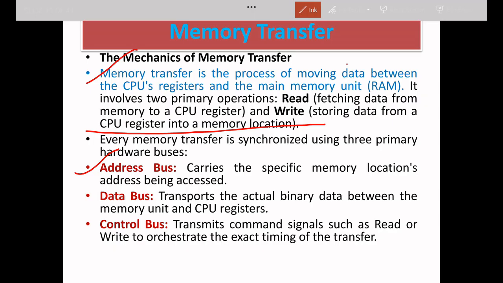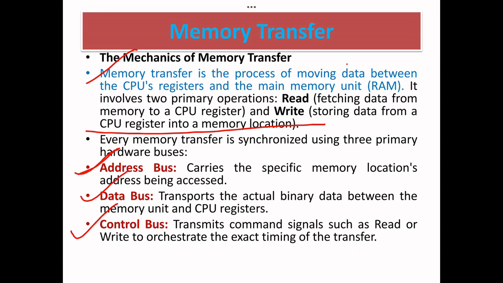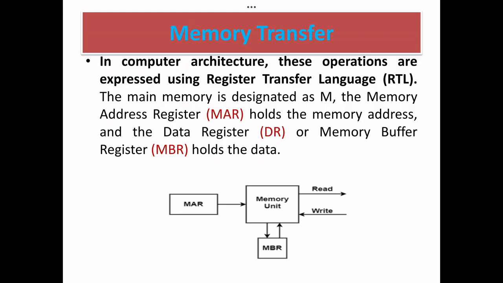Number one is the address bus, which carries the specific memory location address bits. The second one is the data bus. What is the meaning of data bus? It transports the actual binary data between the memory unit and the CPU register. The third one is the control bus, which transmits command signals such as read and write operations.